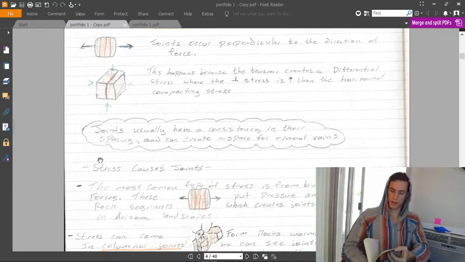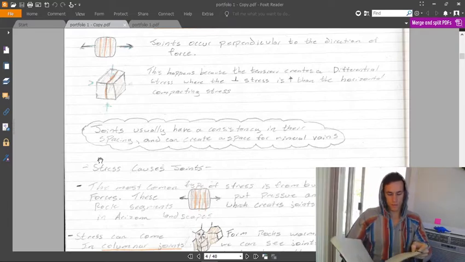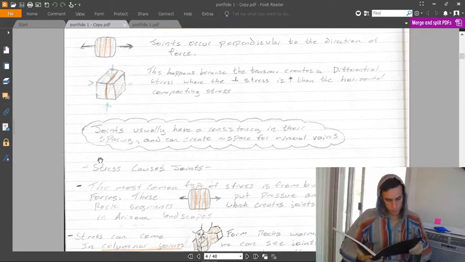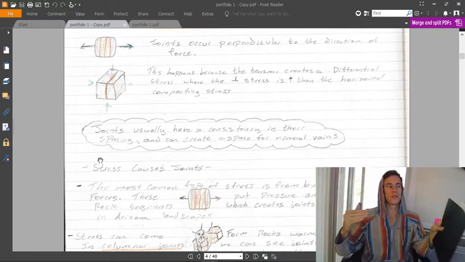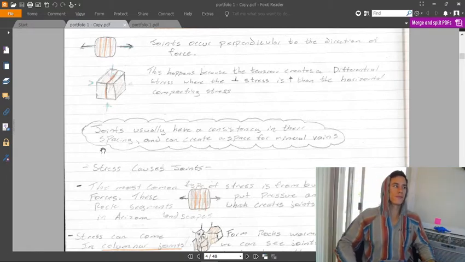Sometimes I write a little bit too fast. It's basically just saying that the stress on the sides is greater than the stress pushing down.